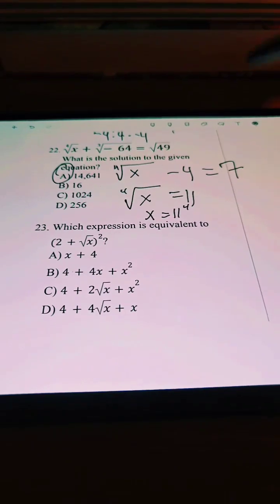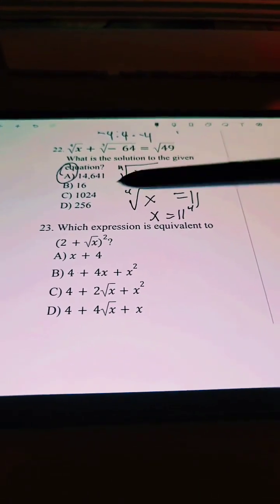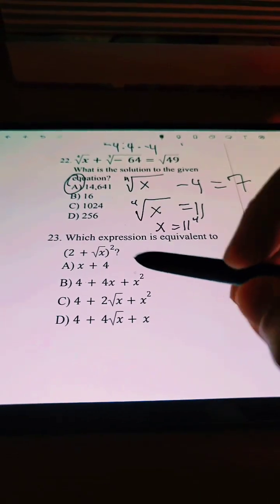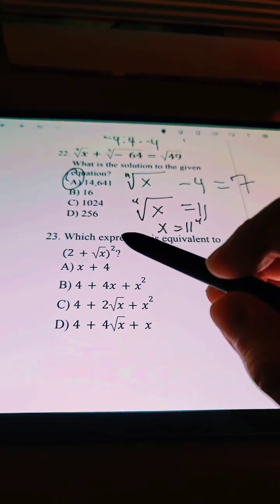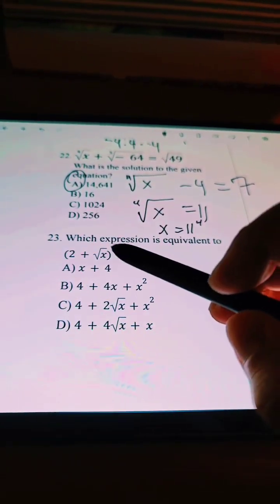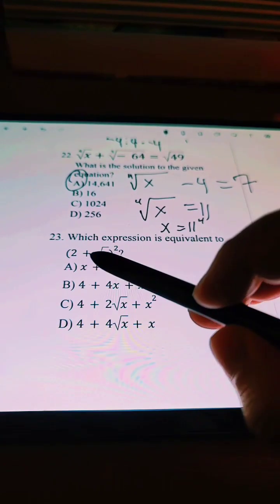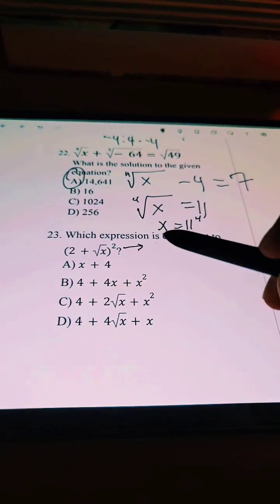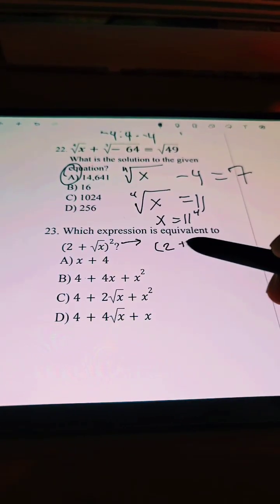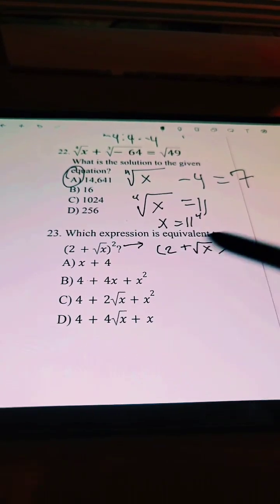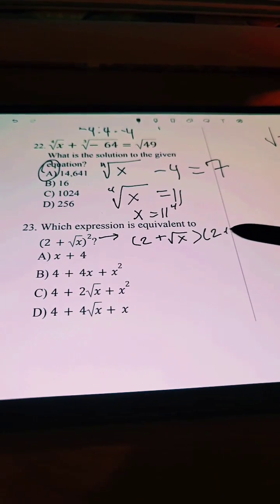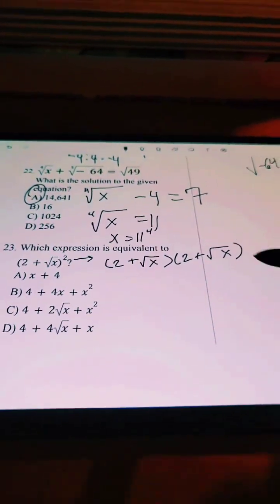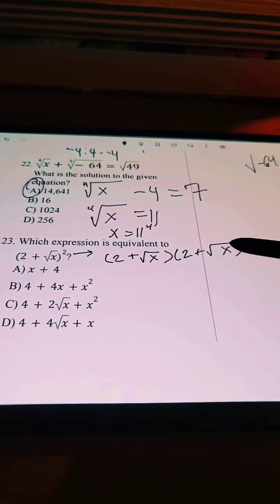So let's go to 23. Which expression is equivalent to this? So remember, you cannot use the power to a power rule on something like this where there's a plus or minus in there. You have to FOIL. So this is going to be 2 plus the square root of x times 2 plus the square root of x is what that means. That we have two factors of that, or that times itself, however you want to think about it.